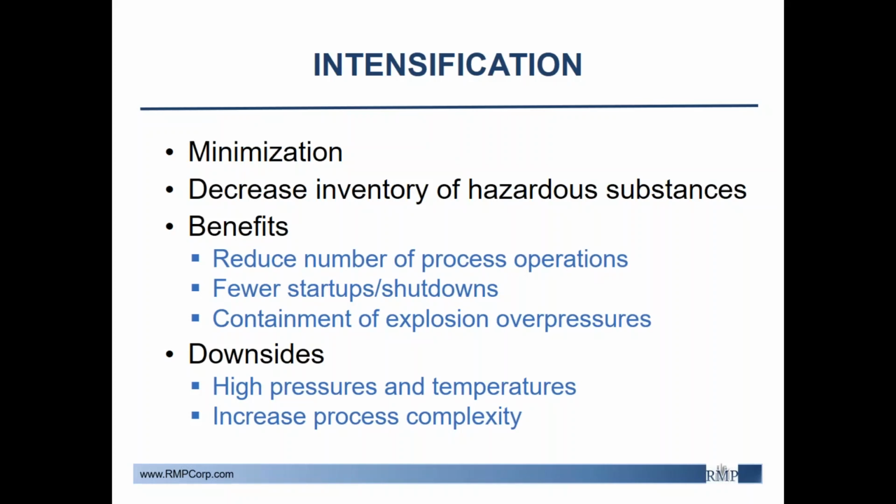As with every concept I'm going to cover in this presentation, there are going to be a few downsides. For example, intensification can often require higher pressures and temperatures to account for decreases in volume. In turn, the complexity of a process can increase as well. Process complexity leaves room for more frequent equipment failure or operator error. In addition, a smaller plant means that employees will inevitably be in closer proximity to process equipment and therefore hazardous substances.